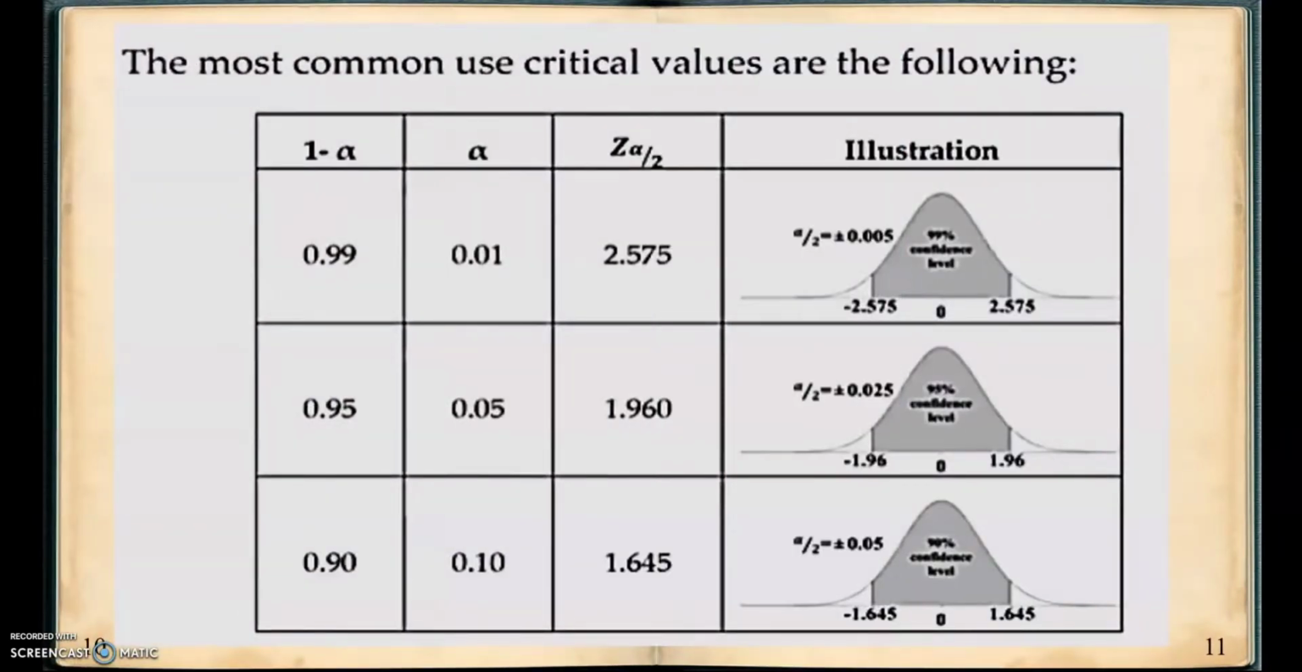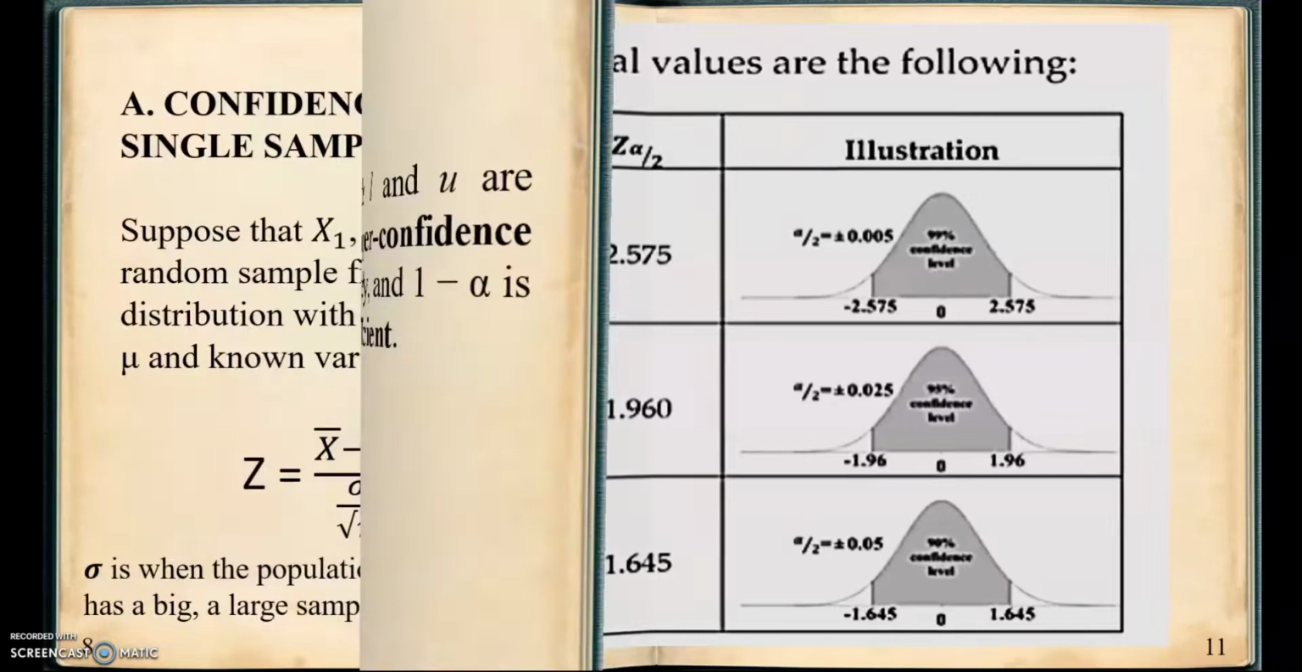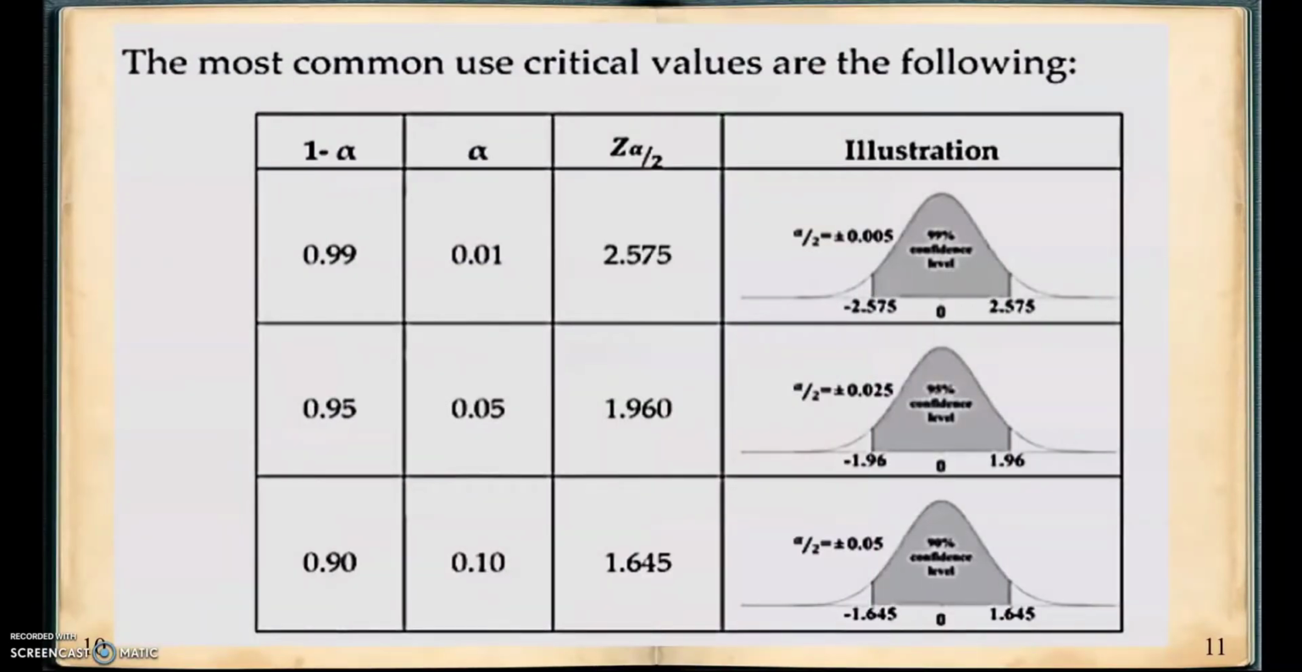So meron tayong table na the most commonly used critical values are the following. So meron tayong tinatawag na confidence coefficient. So yung mga common is 99%, 95%, and 90%. And we have critical value, which is sa 99%, we have a critical value of 2.575. For the 95%, we have a critical value of 1.960, and the 90%, we have the critical value of 1.645. So ang critical value natin is pwede siya maging positive and negative. So makikita natin yan dito sa may illustration.